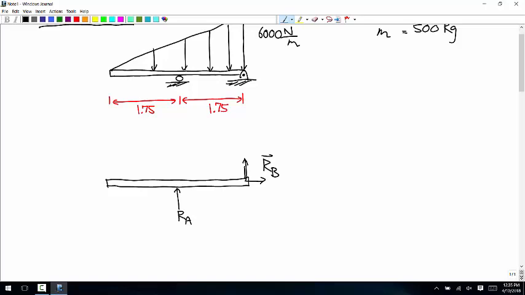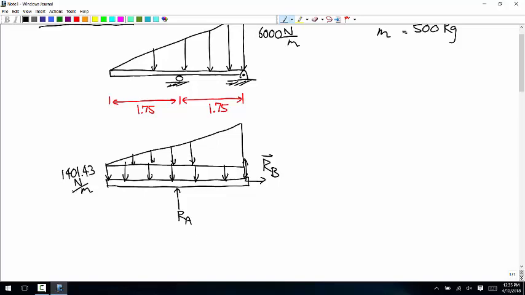And then we have a distributed load representing the weight. If the mass is 500 kilograms, the weight is 4,905 newtons. And the total length is 3.5. So the distributed load representing the weight is 4,905 divided by 3.5. What do you get for that? 1401.43 newtons per meter due to the weight.